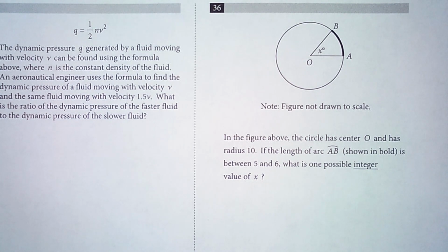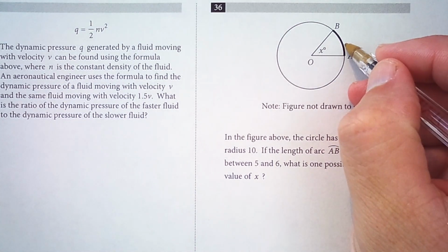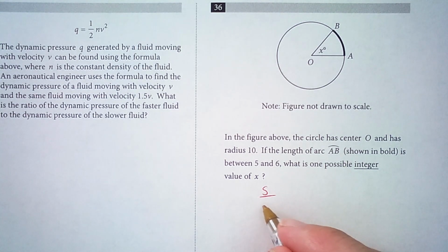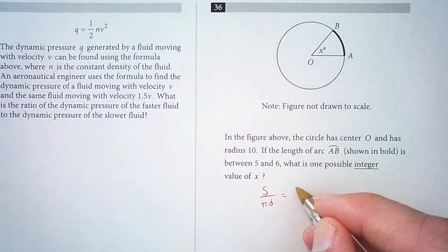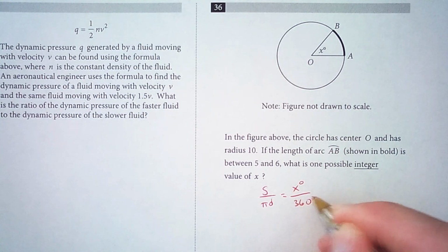So what we need to know is that in a circle, the length of an arc, which is usually called S, is to the circumference of the circle, and circumference is pi times diameter, as the degree measure is to 360.